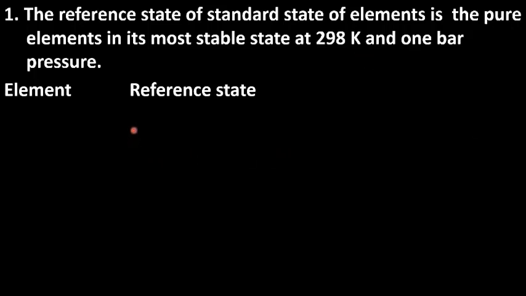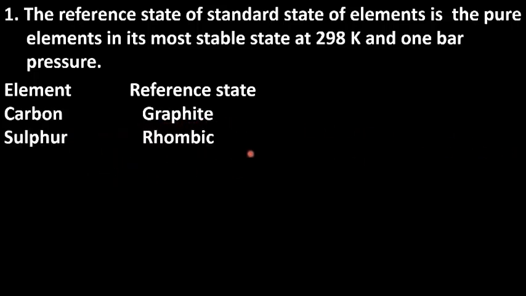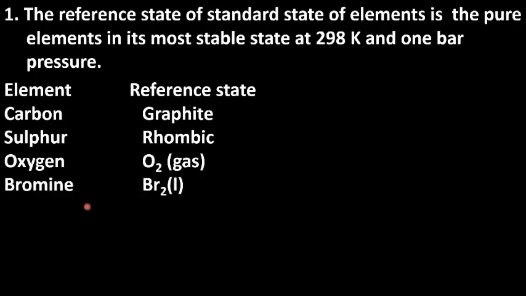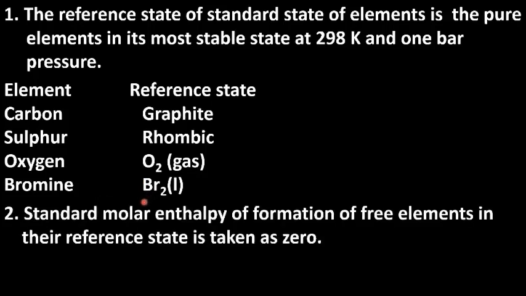Now let us see the different elements and their reference states. For carbon, the reference state is taken as graphite. Sulfur, the reference state is rhombic. Oxygen, the reference state is O2 gas, and bromine is liquid, so Br2 liquid.